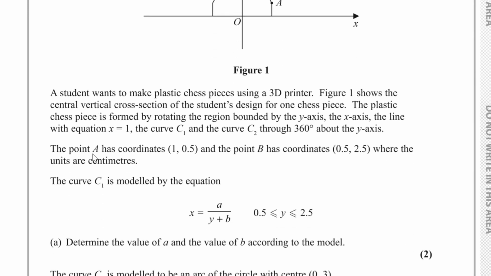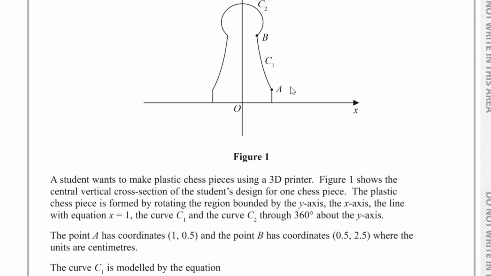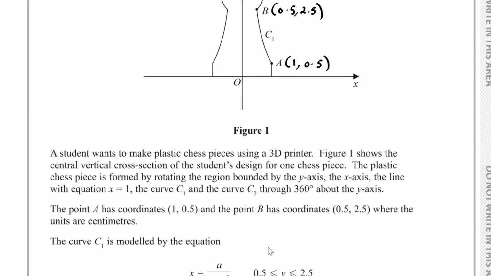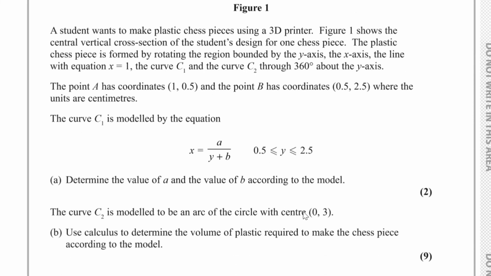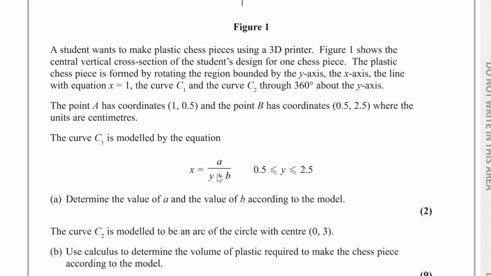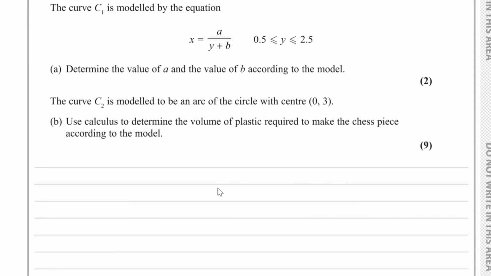And the point A has coordinates (1, 0.5), so let's just add this to the diagram. We have here (1, 0.5), and B has coordinates (0.5, 2.5). So here we've got (0.5, 2.5), where the units are centimeters, and the curve C1 is modeled by the equation x equals a over (y plus b), where y is between 0.5 and 2.5, and we have to find the values of a and b for part a. So what we can do is simply substitute these coordinates into this equation and then solve simultaneously.